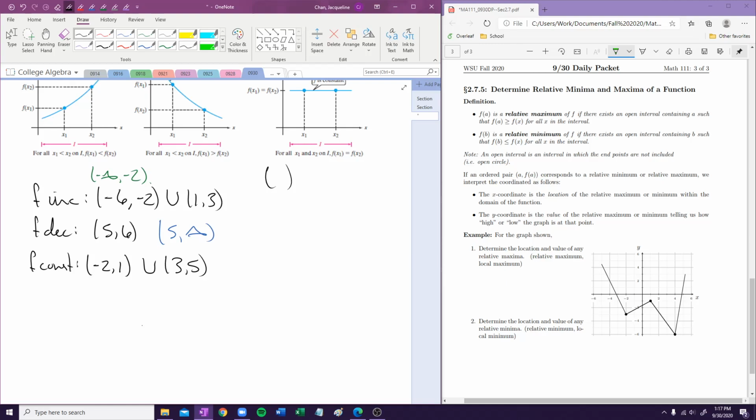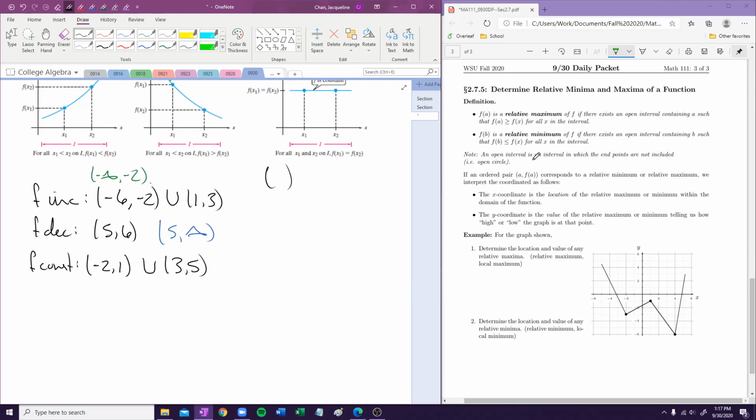f(a) is a relative maximum of f if there exists an open interval containing a such that f(a) is greater than or equal to f(x) for all x in the interval. Okay. f(b) is a relative minimum of f if there exists an open interval containing b such that f(b) is less than or equal to f(x) for all x in the interval. Okay, so relative maximum, you can also say relative maxima. Okay, relative minimum, minima. Right?